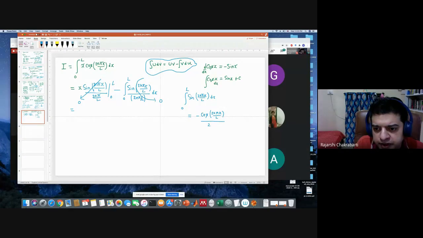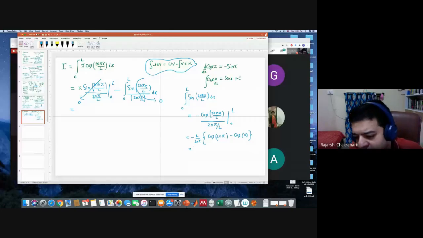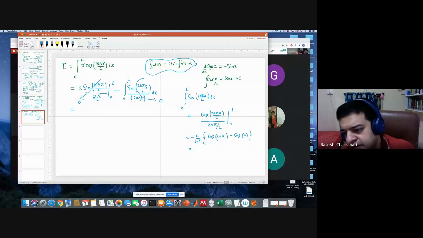But then you have to divide by 2n pi by L, no? And then from 0 to L. So essentially what I have is minus L by 2n pi, which is outside, and then I have cos 2n pi L by L, so cos 2n pi, minus cos 0. So I am doing all the steps. Nobody will do it, because in the books it is only one or two lines, and then the answer is given. What is the answer to this?